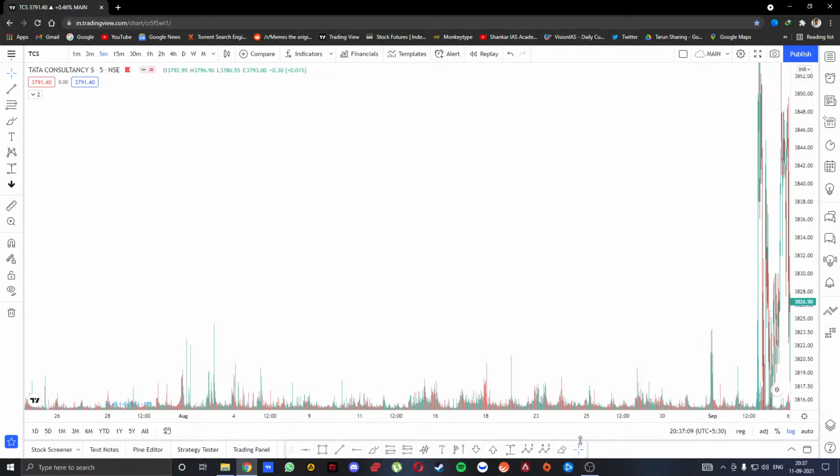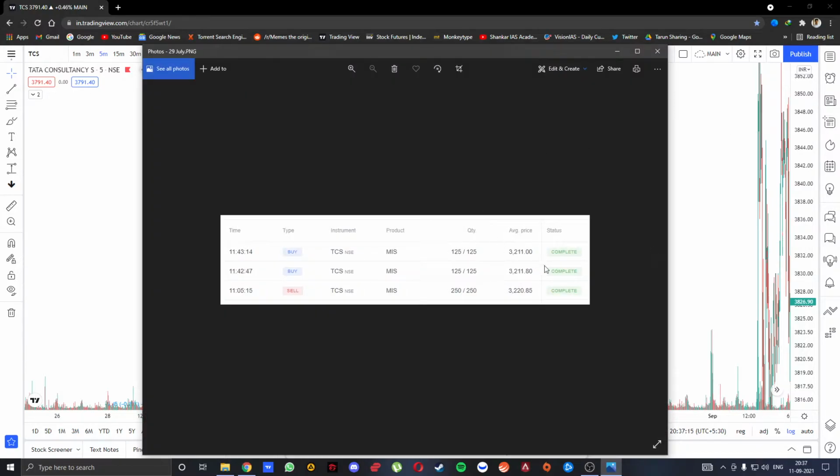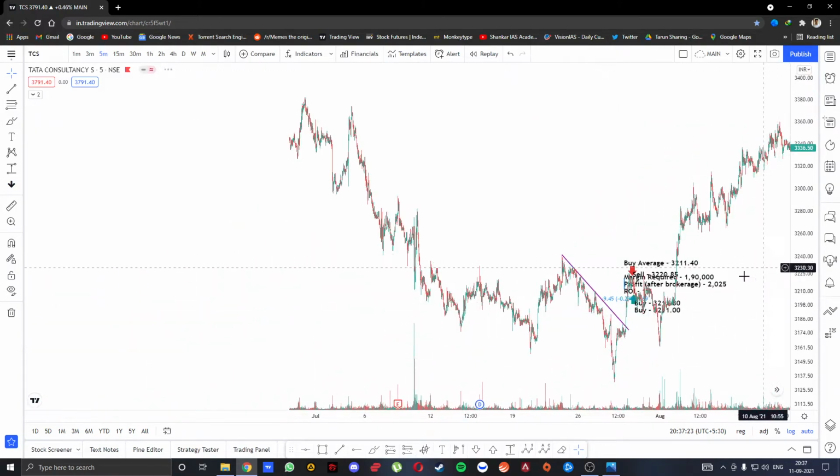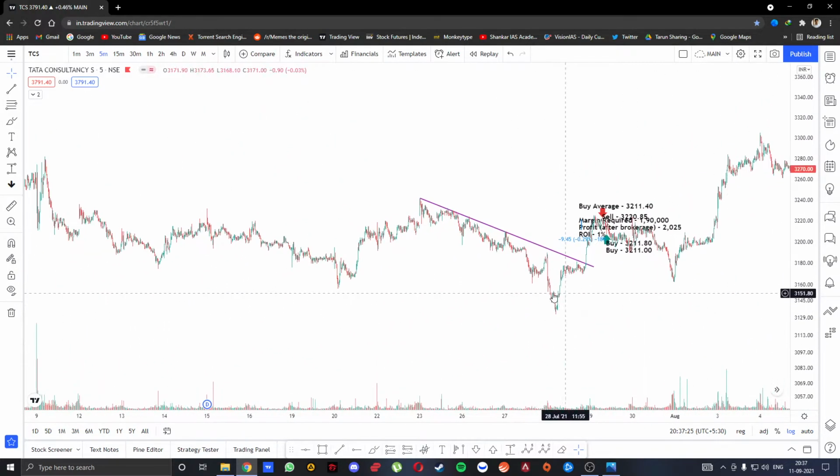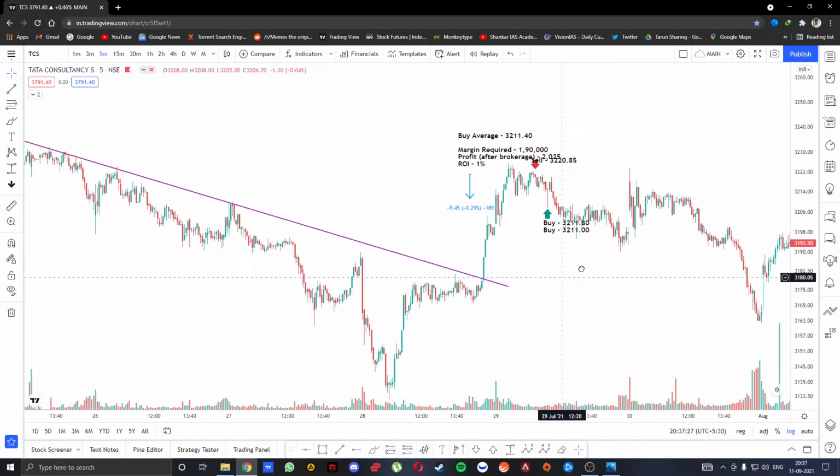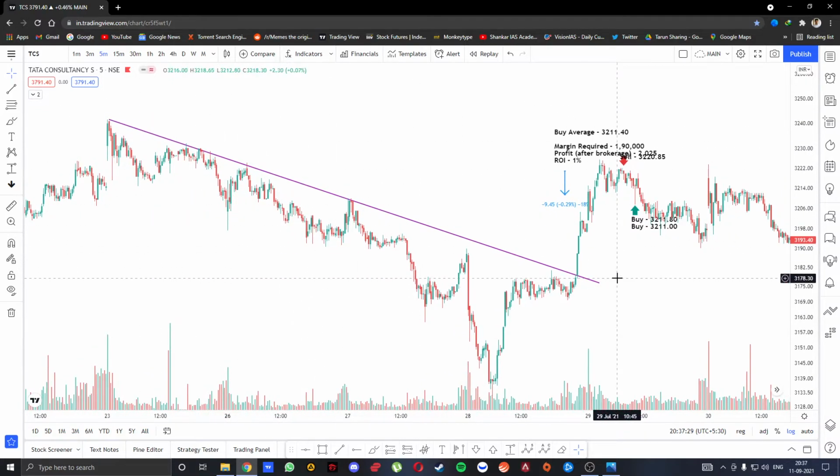If you want to watch the trade, I exited it by mistake, so let me bring it back again. So if you want to watch the trade, you can just pause it and watch. So this was the trade, and this was the trend line which most of the retail people would have drawn.